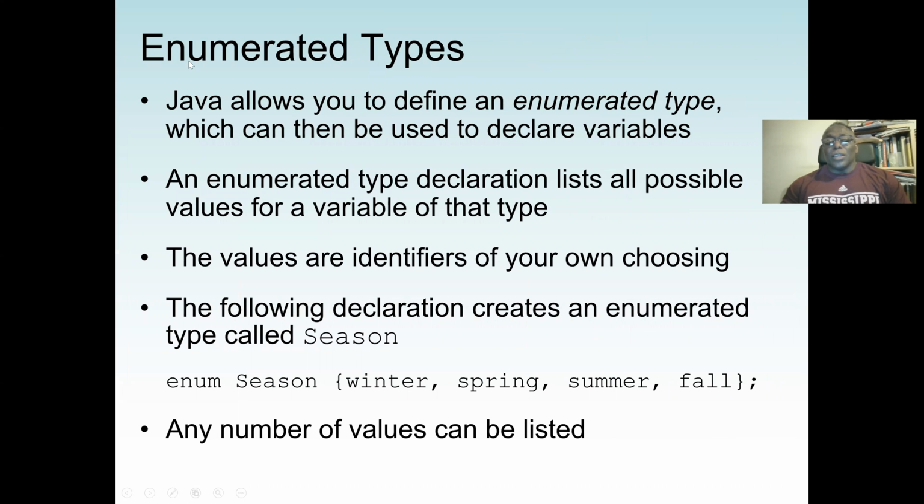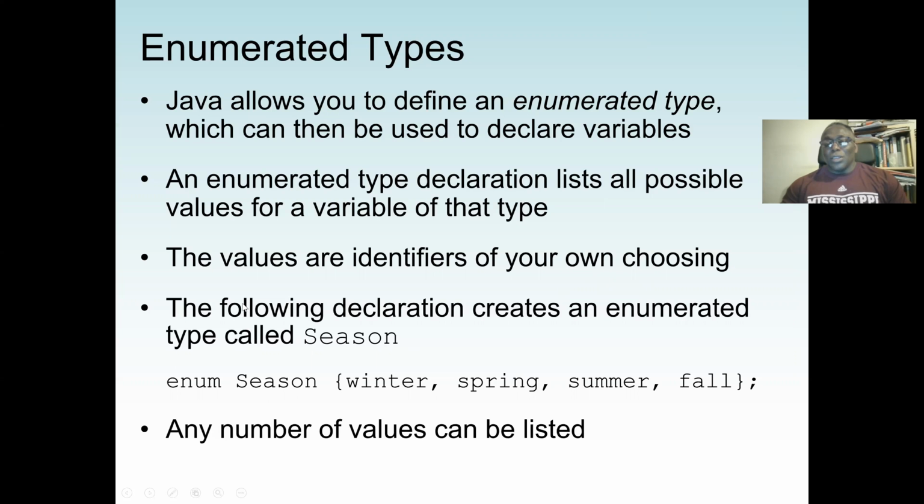So next we go through what enumerated types are. This, we said again, is a user defined type. Java allows you to define an enumerated type, which can then be used to declare variables. So it's like a user defined variable type. An enumerated type declaration lists all the possible values for a variable of that type. So when I declare an enumerated type, let's say season, I will list all the values: winter, fall, spring, and summer. The values are identified of your own choosing. So I can choose any of these 4 seasons to represent a variable of type season.